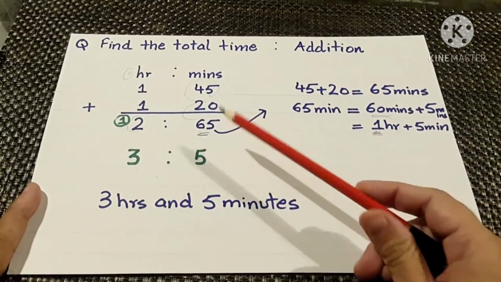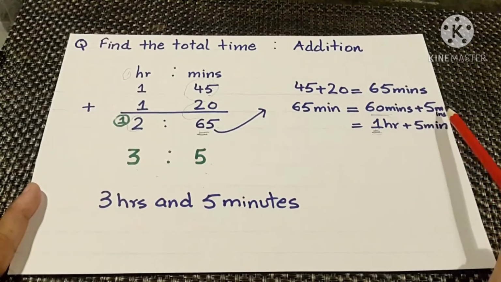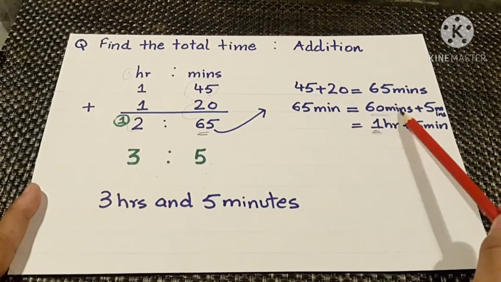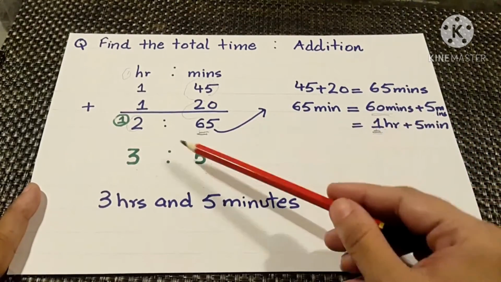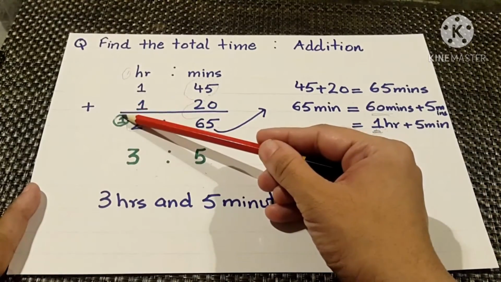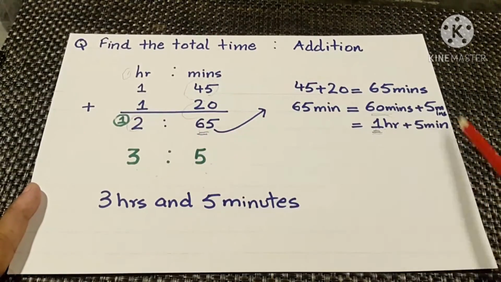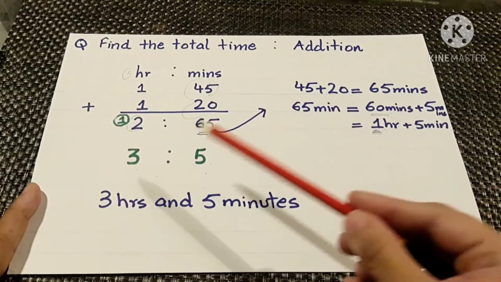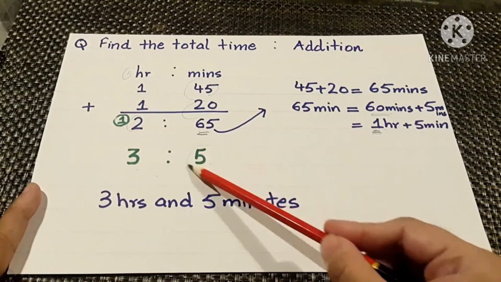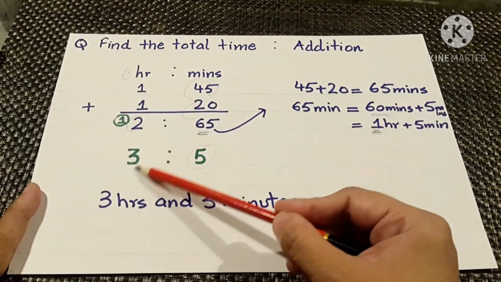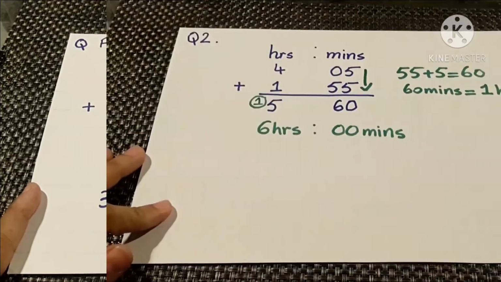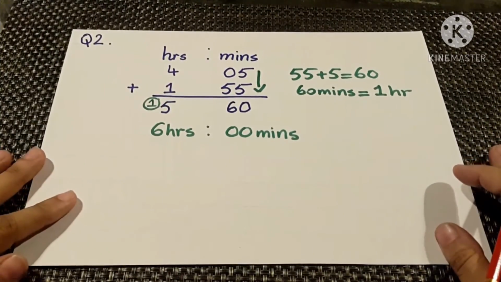In this case also 65 minutes is 60 minutes plus 5 minutes. 60 minutes is 1 hour. We have given this to the hours over here. So we are left behind with 5 minutes. So the answer in minutes will be 5, whereas in hours it is 3 hours. Hope this is clear. For further explanation, let's do another question of addition.